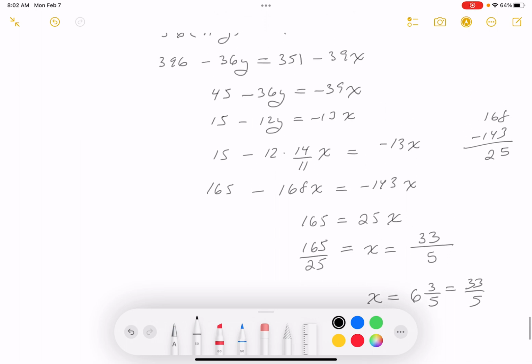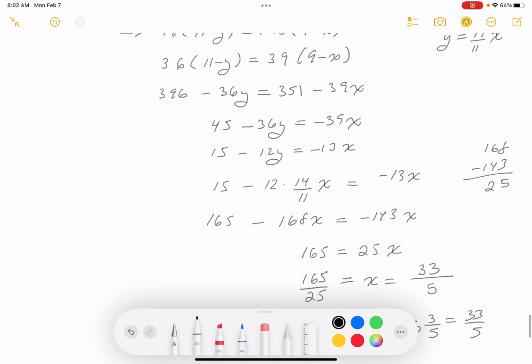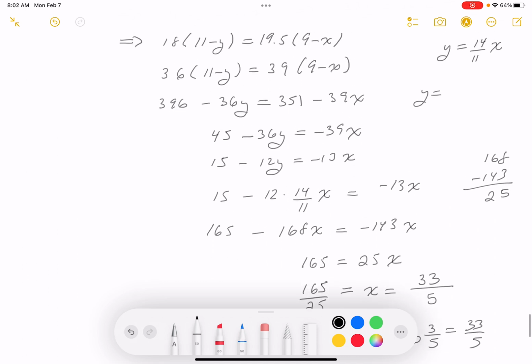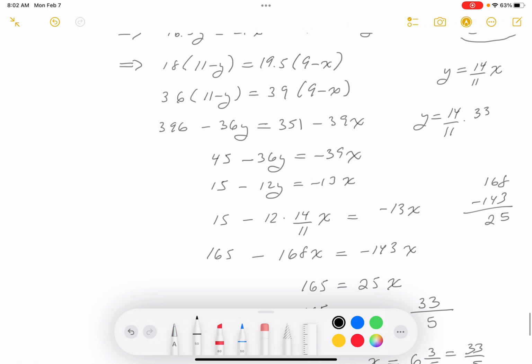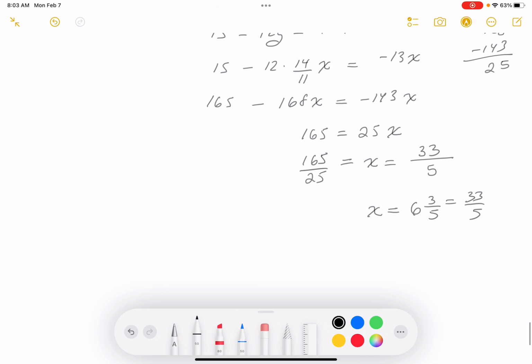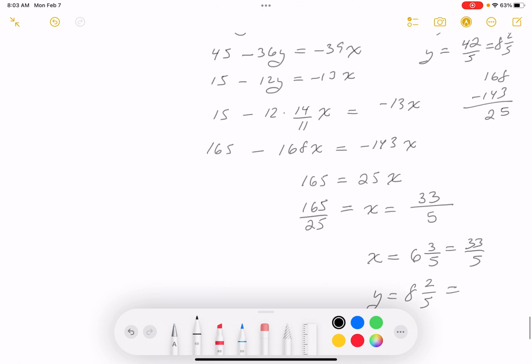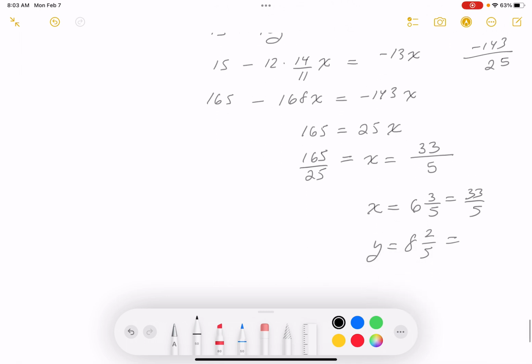Let's get the y. By the way, you may not have any idea what these things are, and it's fine. I'll write this one over here. Y is 14/11 times 33/5, right? Well, 11 goes into 33 3 times, and 3 times 14 is 30 and 12, which is 42/5, which goes in 8 and 2/5. I'll write that down for you. So y is 8 and 2/5. Again, I just did this over here, which is 42/5.